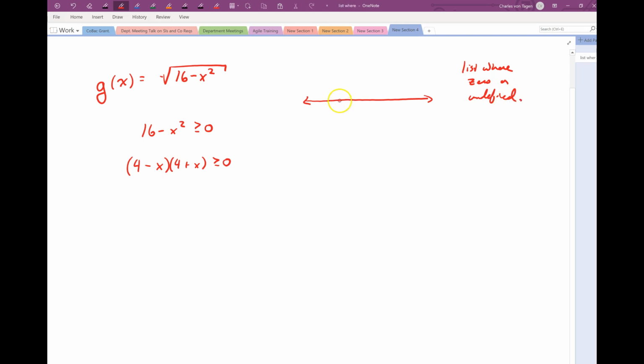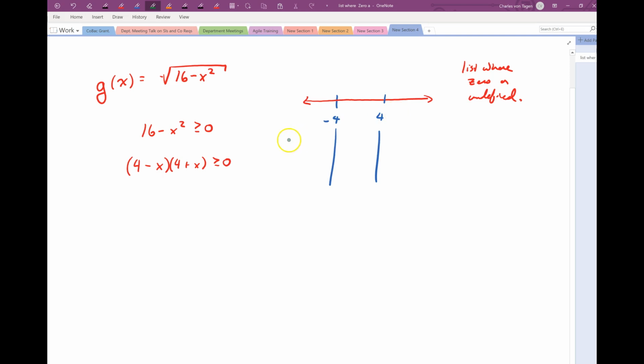Okay. So where is this inequality 0? It's 0 when x is equal to 4 or when x is equal to negative 4. So here's negative 4 and here is 4. I think I want to do that in a different color. Bear with me. So here is negative 4 and here is 4. Then what am I going to do? Well, this is what we did last time. I'm going to go ahead and pick some test points, one test point on each side of these points.